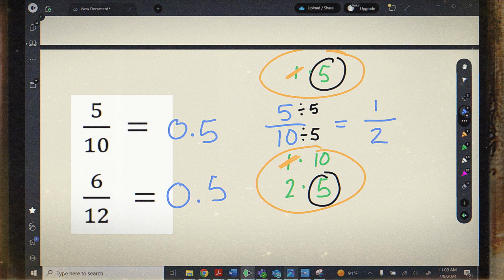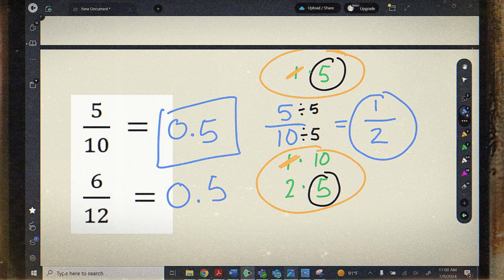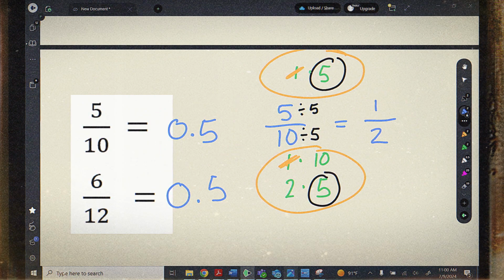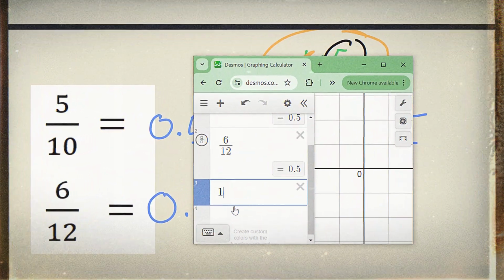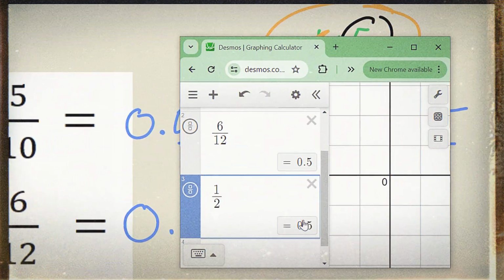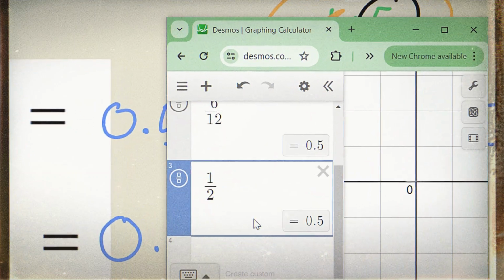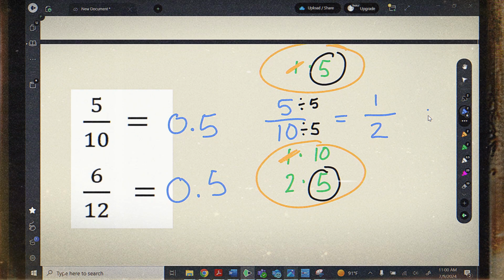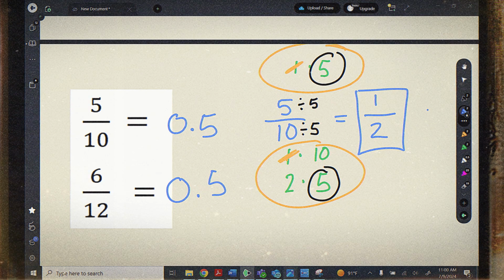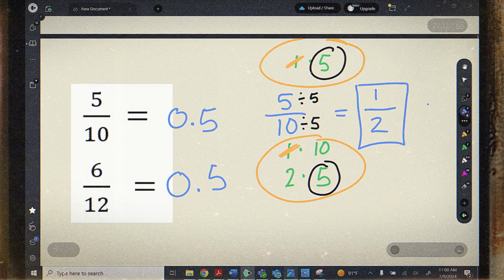And guess what? A way you could check your answer is this fraction should also give me this same decimal value. We can check that with Desmos. Let me just quickly go back to Desmos. Let's try that. 1 divided by 2. Take a look. 1 divided by 2 gives me the same decimal value, 0.5. So I know that that works. Okay, so here's our answer. 5 over 10 simplifies. It gives me 1 over 2. Is the simplified fraction for 5 over 10.